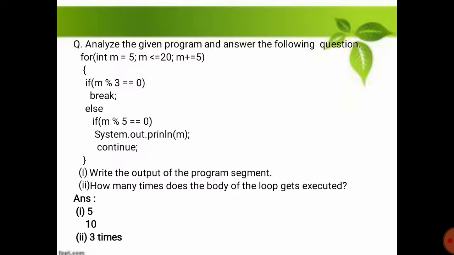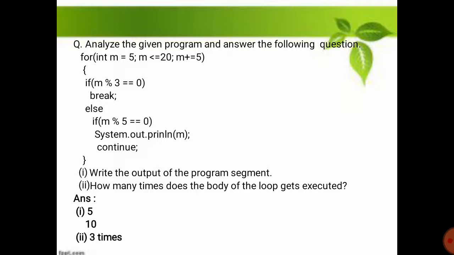Now we start with m is equal to 5. First time, initially m is equal to 5. 5 is less than or equal to 20. The condition is true. It comes inside the loop. It checks the first condition: if 5 remainder 3 is equal to 0, no. So it comes to the else part. Within the else part, it again checks if 5 remainder 5 equals 0. Yes, this condition is true. So it prints the value of m. So it prints 5, and after that continue is there. So it forcefully continues the loop, and then next time the value of m is equal to 10.